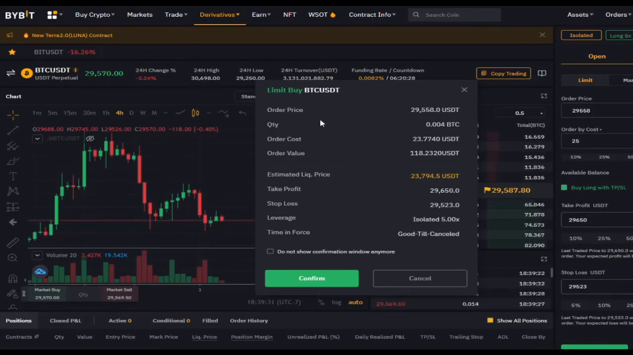And so you get this little pop-up here: order price, the amount, how much it's going to cost you, the value including the leverage, and your liquidation price. This is probably the most important. Remember, if this gold flag price gets to this number, then you automatically lose everything that you put into the trade. So be super aware of that, your liquidation price. And then this one, good till canceled, take profit, and so on. Okay, confirm.